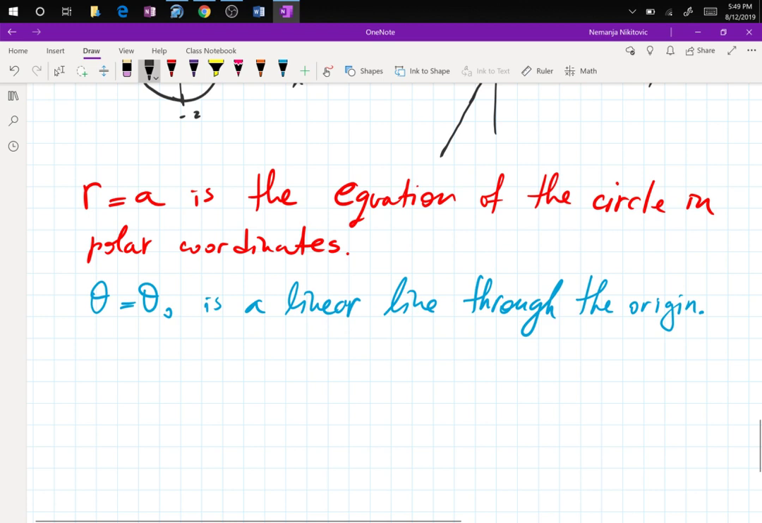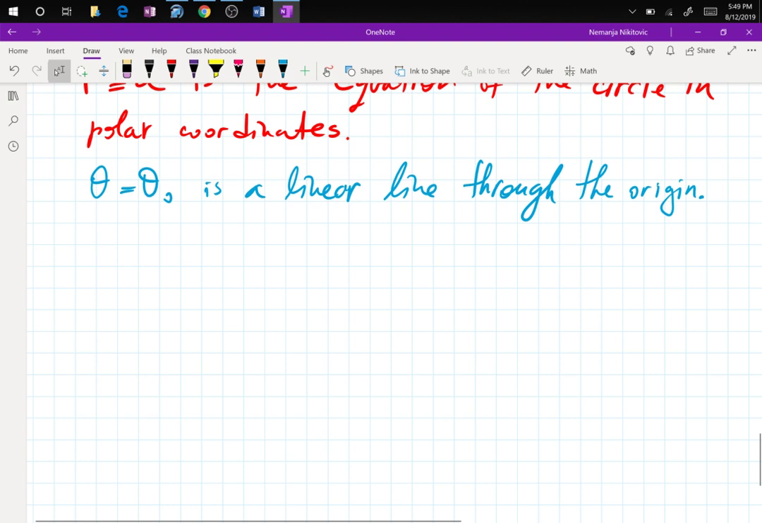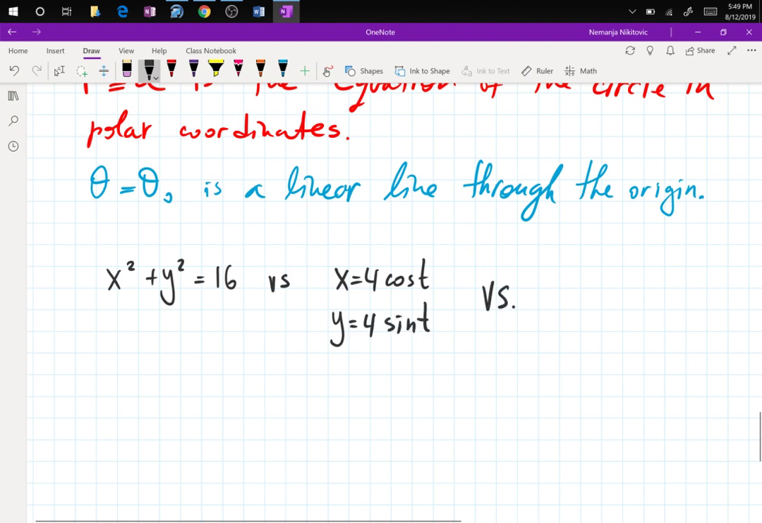I'm waiting for it to sink in. x squared plus y squared is equal to 16 versus x equal 4 cosine t, y equal 4 sine t versus r equal to 4. It's like on an AI exam, which one is better? A, B, or C? And then they keep switching until you pass out.